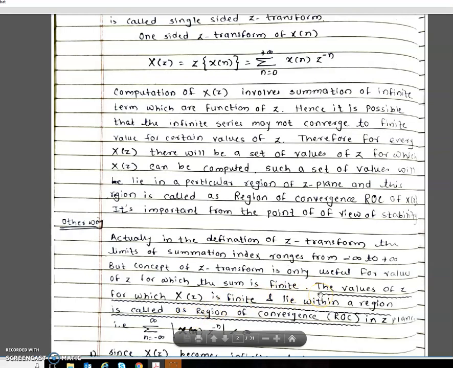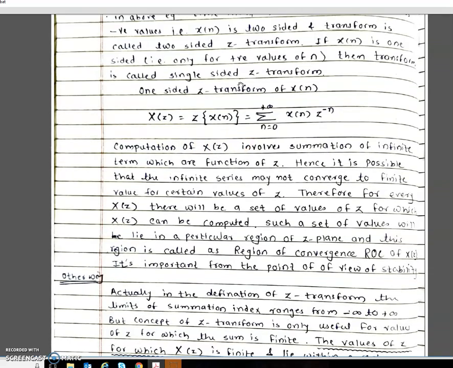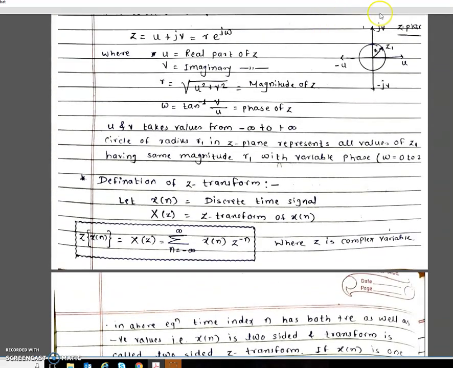What is that ROC? The value of z for which X of z is finite and lies within the region is called the region of convergence. So earlier I told you, the value of z for which X of z has a finite value is called the region of convergence.